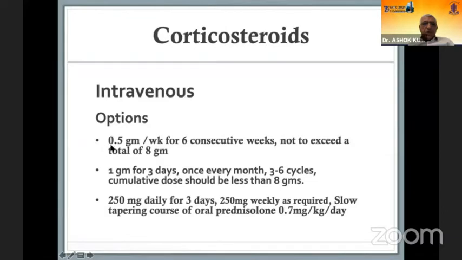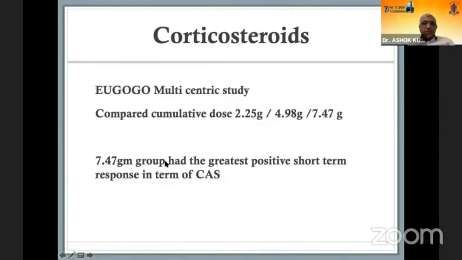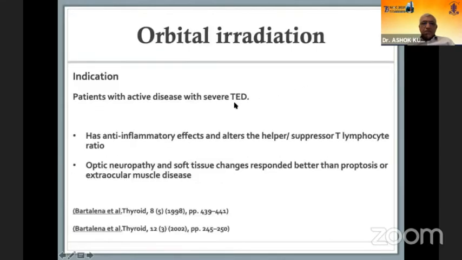One of the commonly followed regimens is 0.5 gram per week for 6 consecutive weeks, followed by a less robust dosing schedule with a total not to exceed 8 grams. It was shown that if you approach that 8-gram dose, it is more efficacious than using lower dosages of steroids.